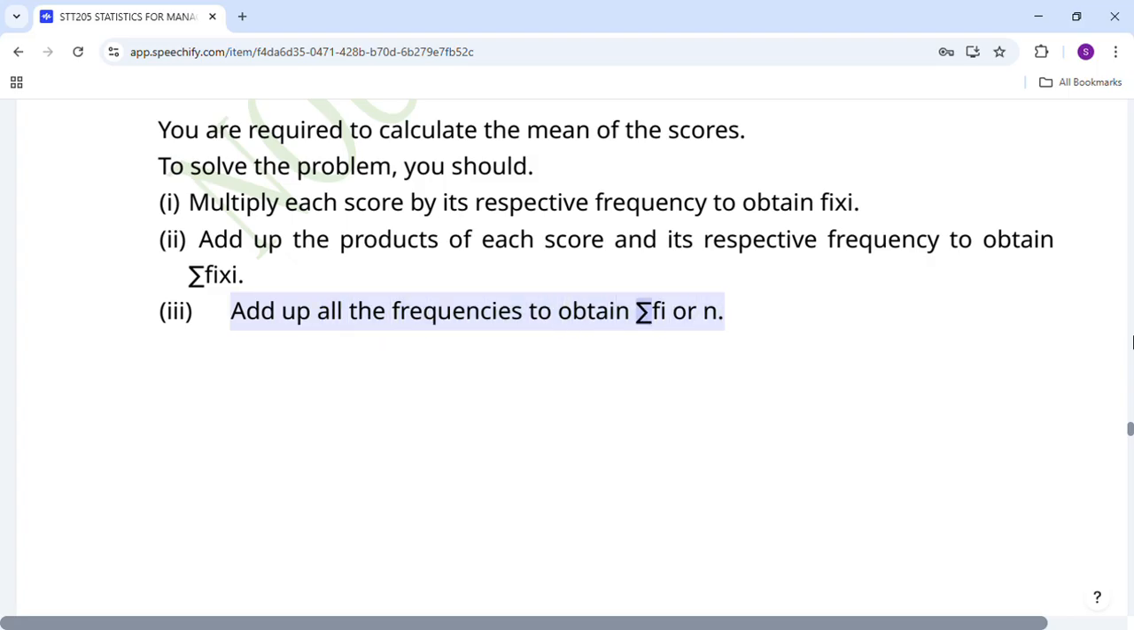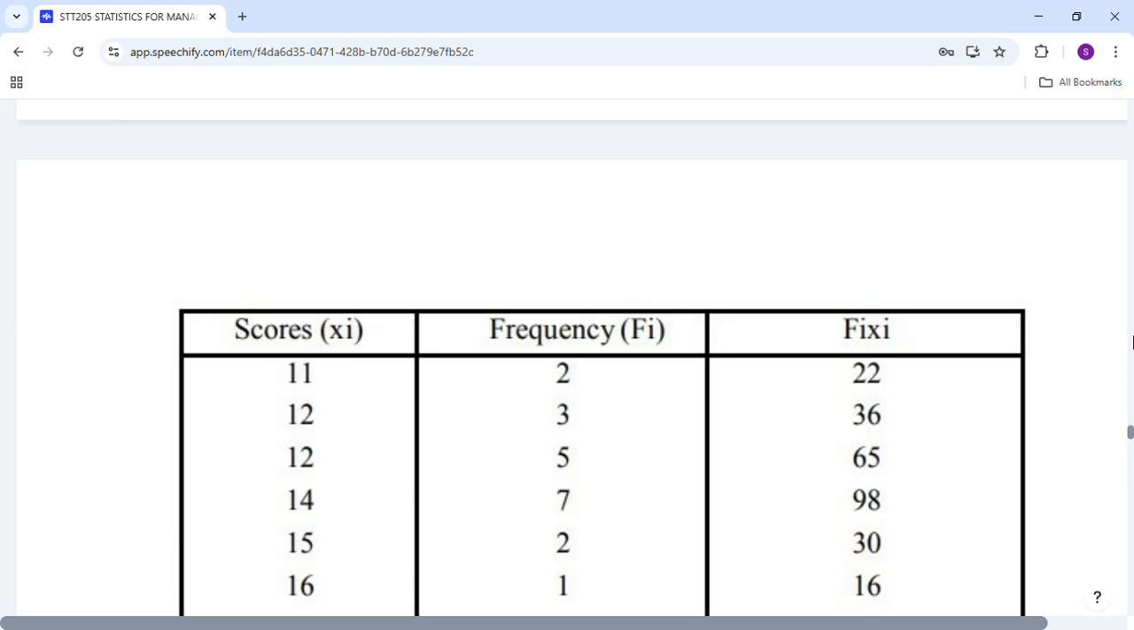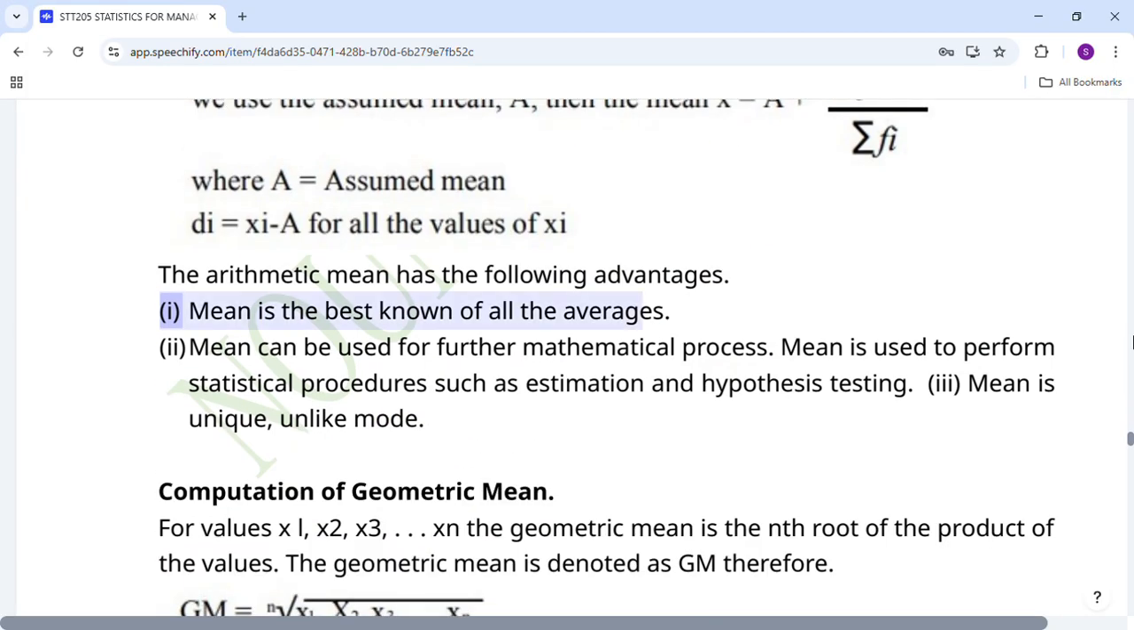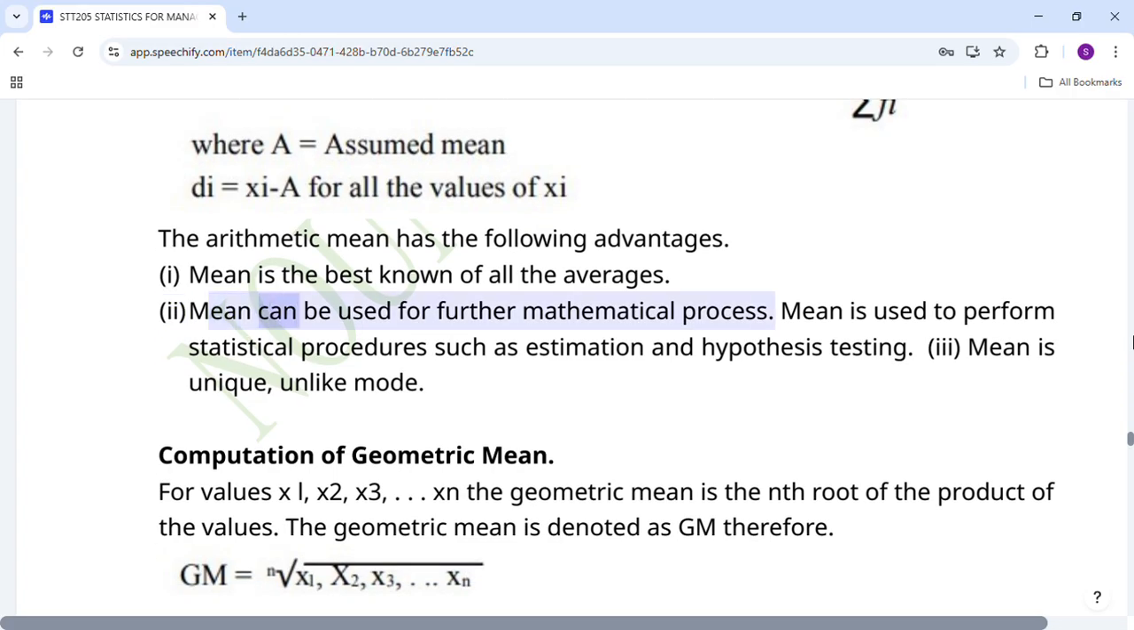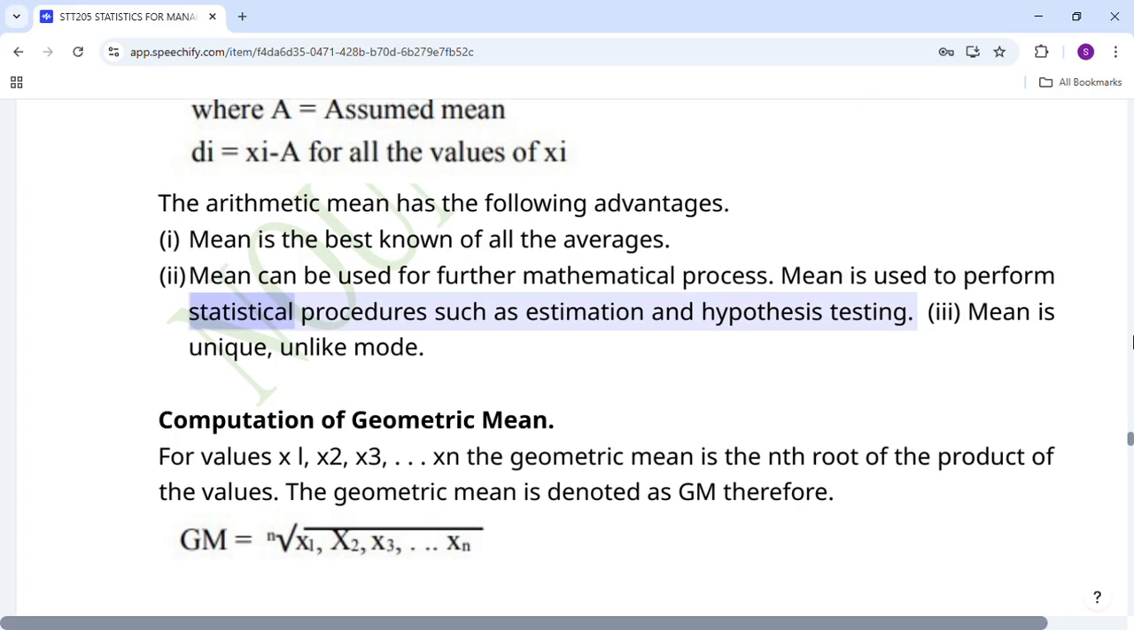The arithmetic mean has the following advantages. 1. Mean is the best known of all the averages. 2. Mean can be used for further mathematical processes. Mean is used to perform statistical procedures such as estimation and hypothesis testing. 3. Mean is unique, unlike mode.